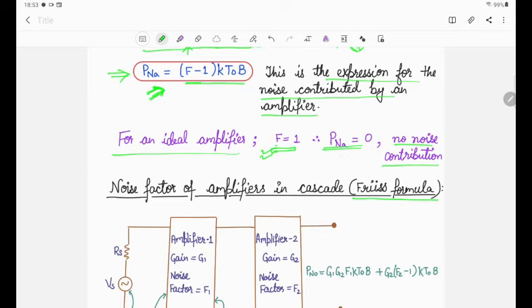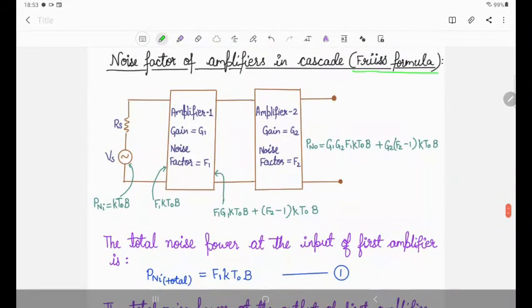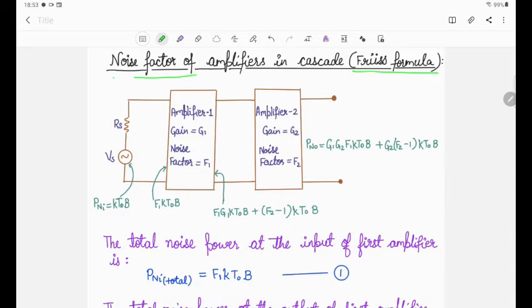For that case, there will be no noise power contributed by the amplifier, right? This is only the case for the ideal amplifier, not for the practical one. Now let us move to the next topic, that is the noise factor calculation for an amplifier when it is connected in cascade. That is actually the Friis equation we need to derive.